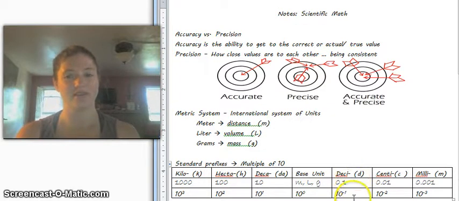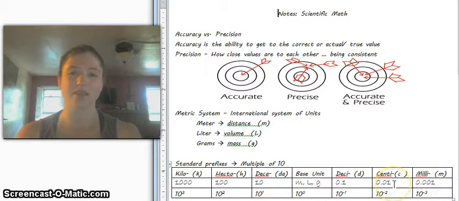That's 1/10, or 10 to the -1 power of a value. Then we go to one that we should be fairly familiar with here, which is centi. Centi is 1/100th. We see centi primarily with centimeters. However, you can have centiliters and centigrams. And that would be 10 to the -2.